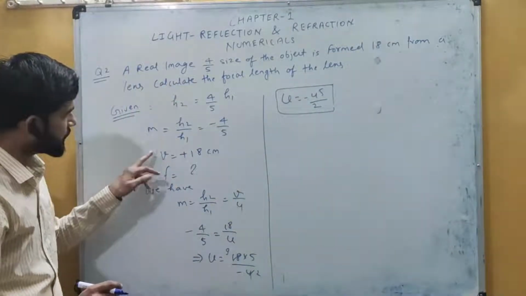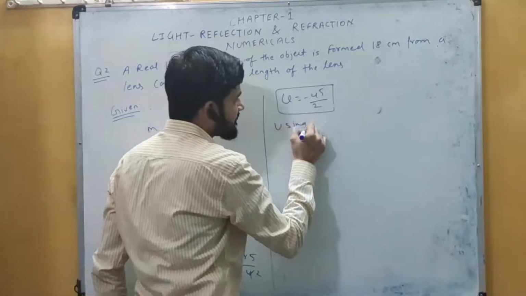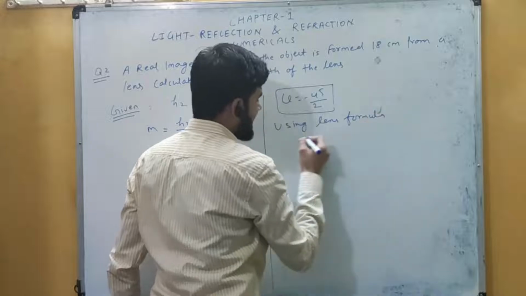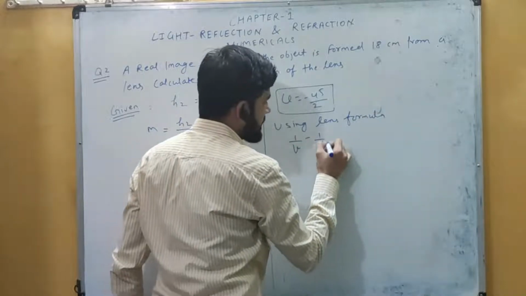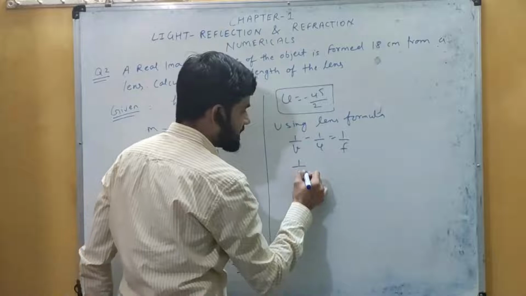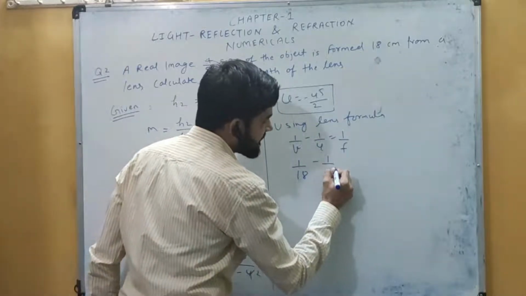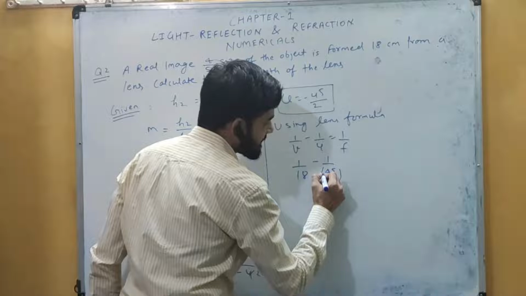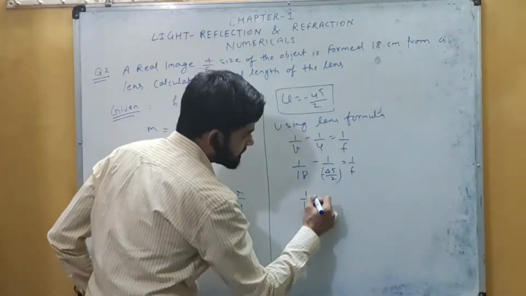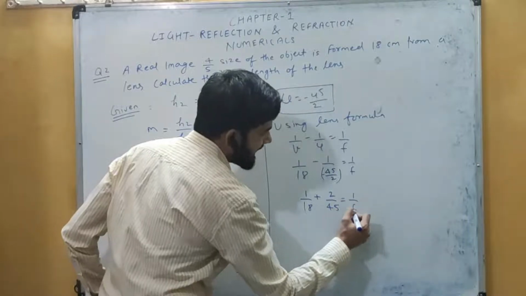Now we have the value of u, v. We can find f by using the lens formula. So using the lens formula, I can write 1 by v minus 1 by u is equal to 1 by f. What is the value of v? v is equal to 18 centimeter, minus u is equal to 45 by 2. So I can write here 45 by 2, that is negative, is equal to 1 by f. So I can write 1 by 18 plus 2 by 45 is equal to 1 by f.